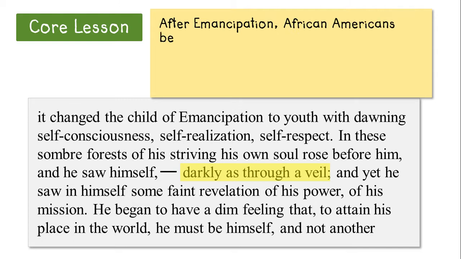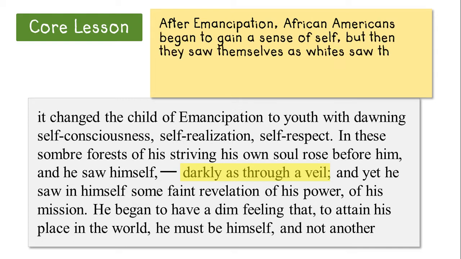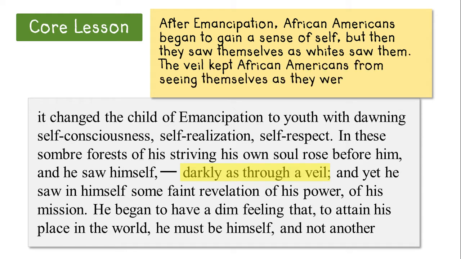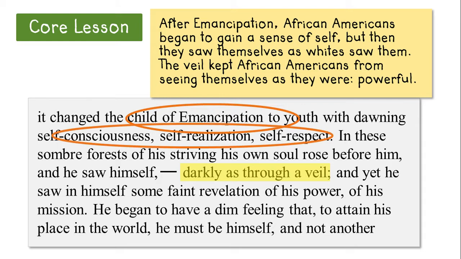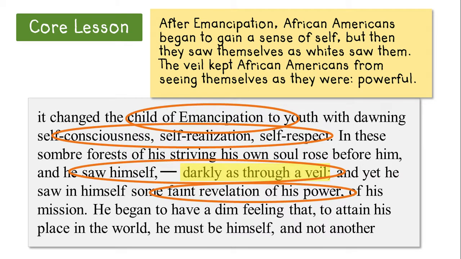So I'd say after emancipation, African Americans began to gain a sense of self. But then they saw themselves as whites saw them. The veil kept African Americans from seeing themselves as they were, powerful. So I know it happened after emancipation, or after freedom, because it says the child of emancipation, and that he had this sense of self because of these words. But then he saw himself darkly through a veil. He couldn't see himself as he really was, which was a powerful, worthy individual.